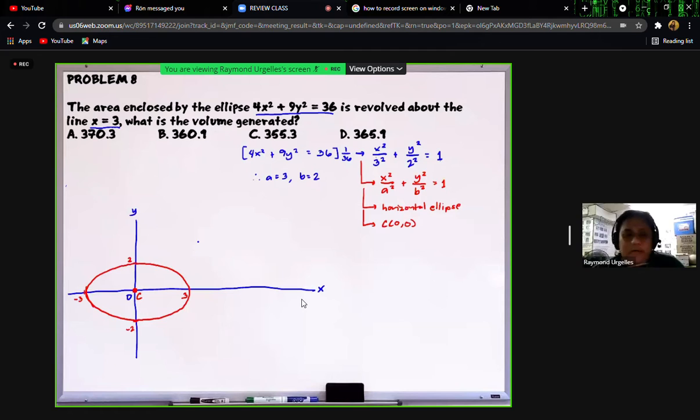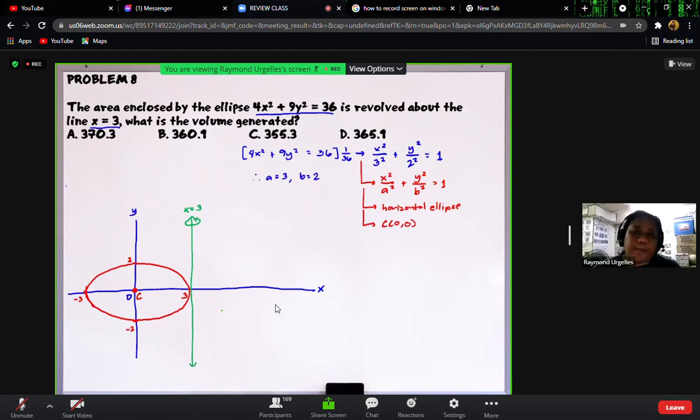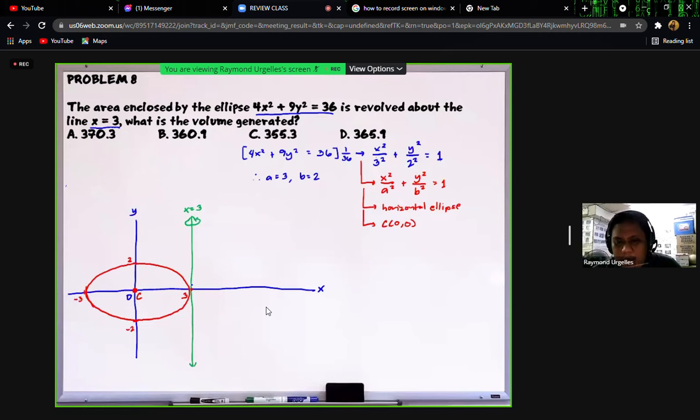And sabi dito, the volume is generated by revolving about the line x is equal to 3, diba? And gaya ng sabi ko sa inyo kanina, x is equal to 3, so vertical line passing through x is equal to 3. Okay? So again, basta x is equal to a constant. Okay? So again, this is x is equal to 3. So this will serve as our axis of revolution.